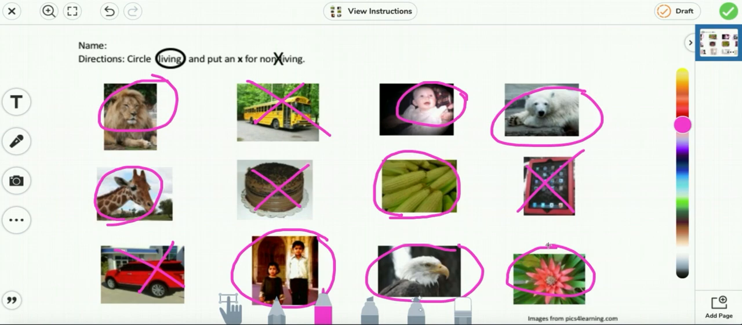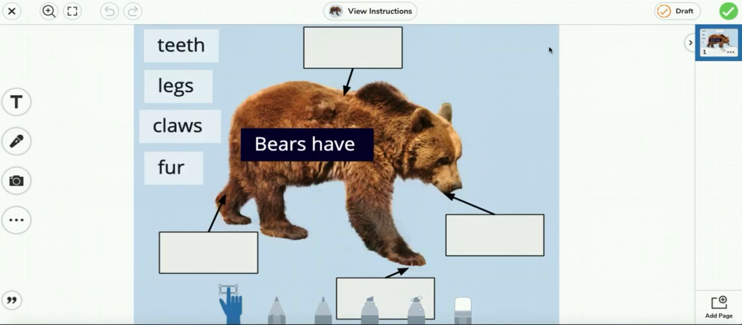Living. For science, we are also discussing animal parts. So here we have a picture of a bear, and we're going to go ahead and label the bear. So let's look at the first word. Let's sound it out. T, E. We have 2 vowels here next to each other. Sometimes when 2 vowels go walking side by side, the first one does the talking and the second one is silent. So the first one's going to say its name. So it says E, T, E, teeth.